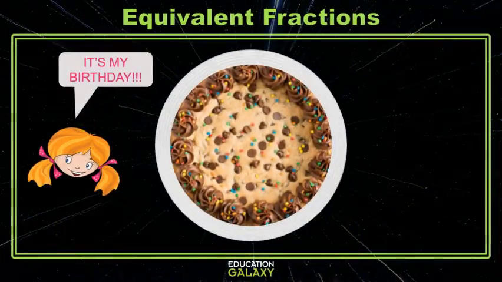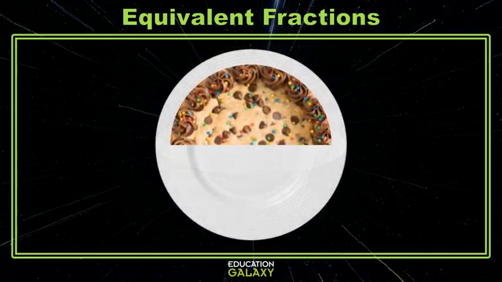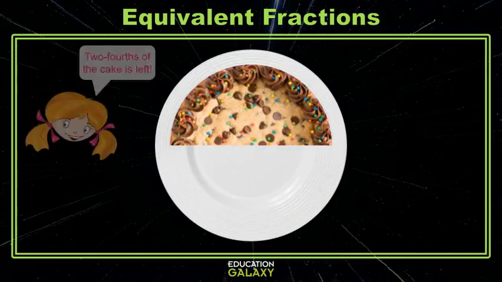Today is her birthday, and her mother made her this beautiful birthday cake. But then the family went to a movie, and they left the cake on the kitchen table. And when they got back from the movie, there didn't seem to be quite as much cake left. It looked like only half the cake was left. Wonder what happened there. Well, then Molly noticed, and she exclaimed, 2/4 of the cake is left.